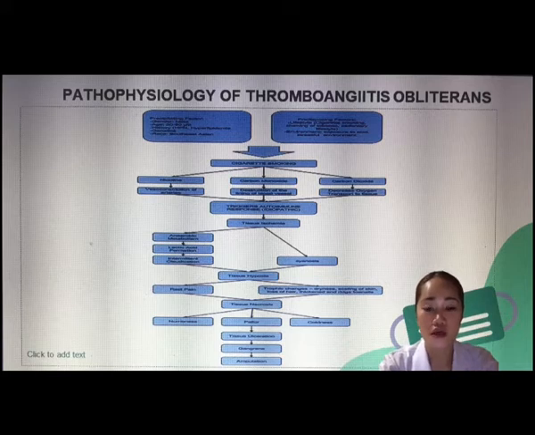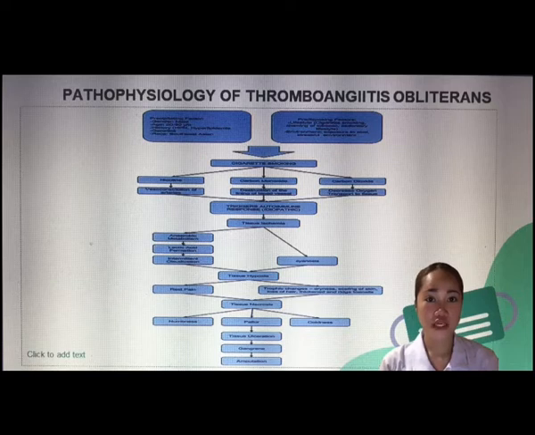In cigarette smoking, there is a production of nicotine, carbon monoxide, and carbon dioxide. Nicotine can cause vasoconstriction of the arteries, while carbon monoxide can cause destruction of the lining of the blood vessel. And also, carbon dioxide can cause decreased oxygen transport to the tissues. These three chemicals can trigger an autoimmune response, which can lead to tissue ischemia. Tissue ischemia is a deficiency of blood in the tissue. It can lead to vasoconstriction and vasodilation of the blood vessel.